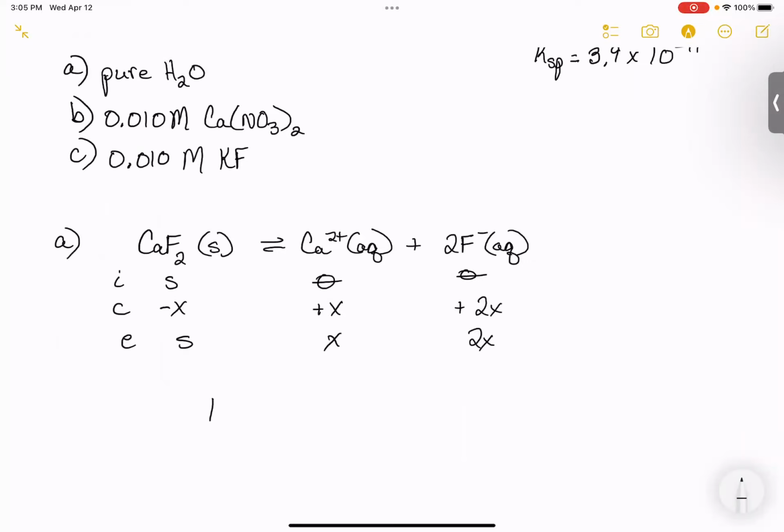Now, writing an equilibrium equation for this, your Ksp is equal to the calcium concentration times the fluoride concentration squared.